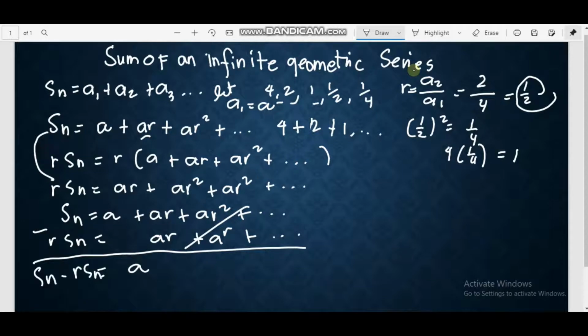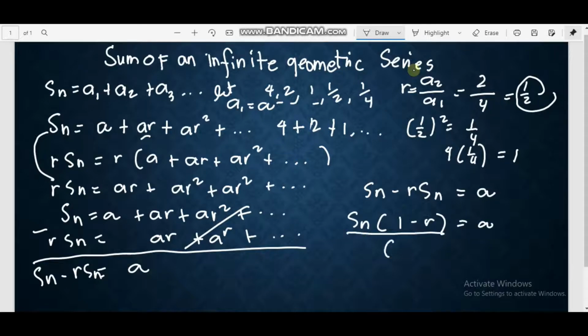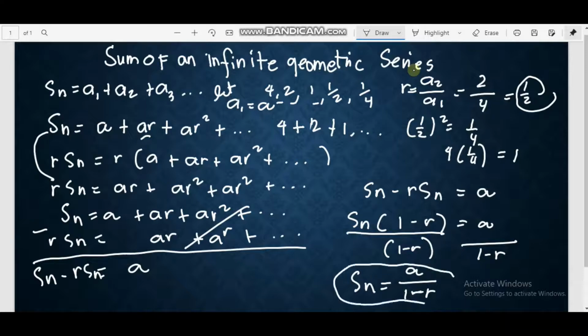If you still remember a little bit of algebra here, so you will have Sn minus rSn is equals to a. You can factor out Sn. So you have Sn times 1 minus r equals a. Divide both sides by 1 minus r. So our Sn is a over 1 minus r.